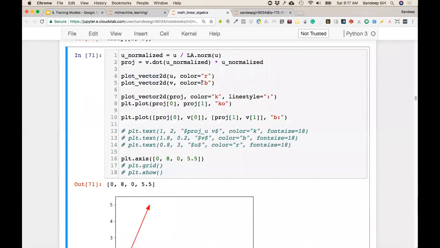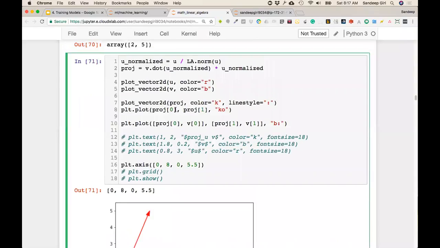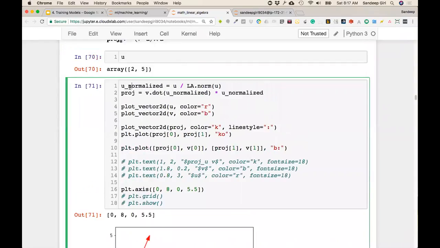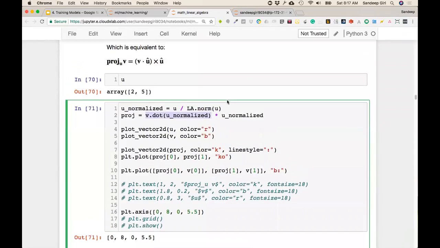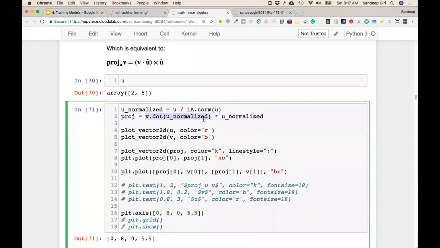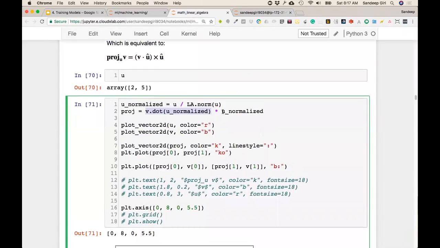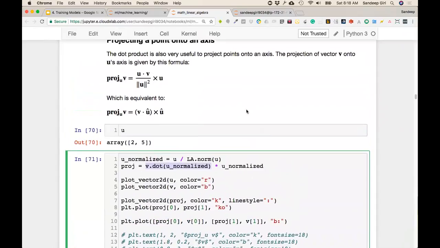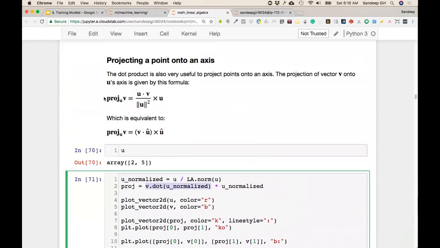Okay, so here what we are doing is we are first of all finding the normalized U. Then we are doing the dot product of U normalized with V, and then we are multiplying it with U normalized. That's what we are doing. So here the same formula is also written like this.